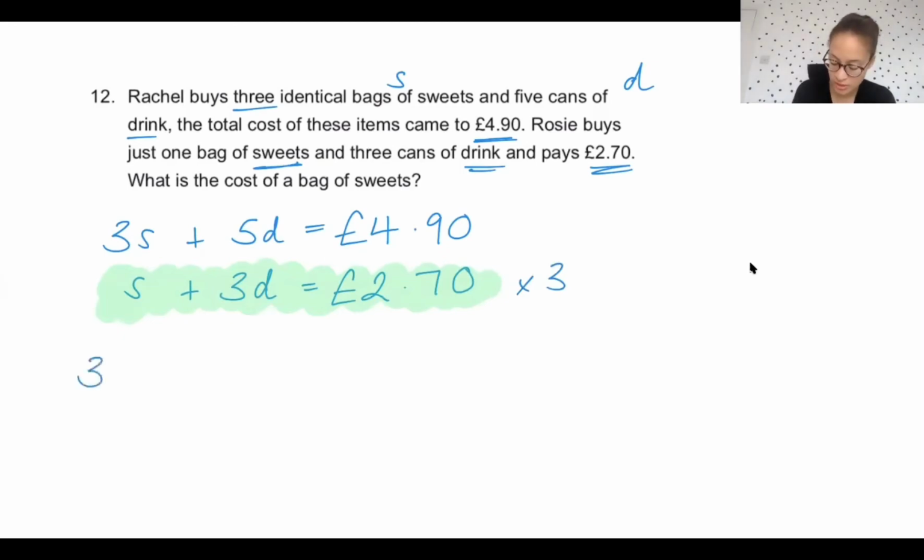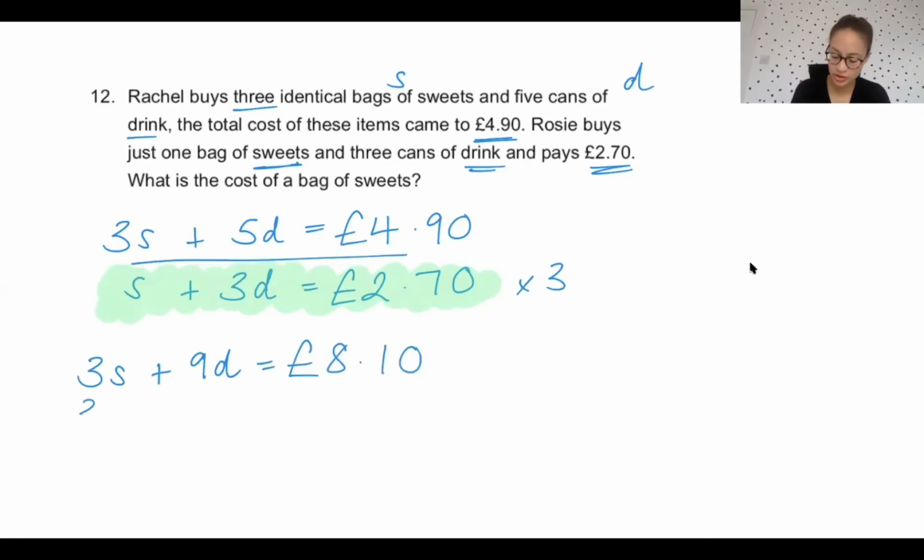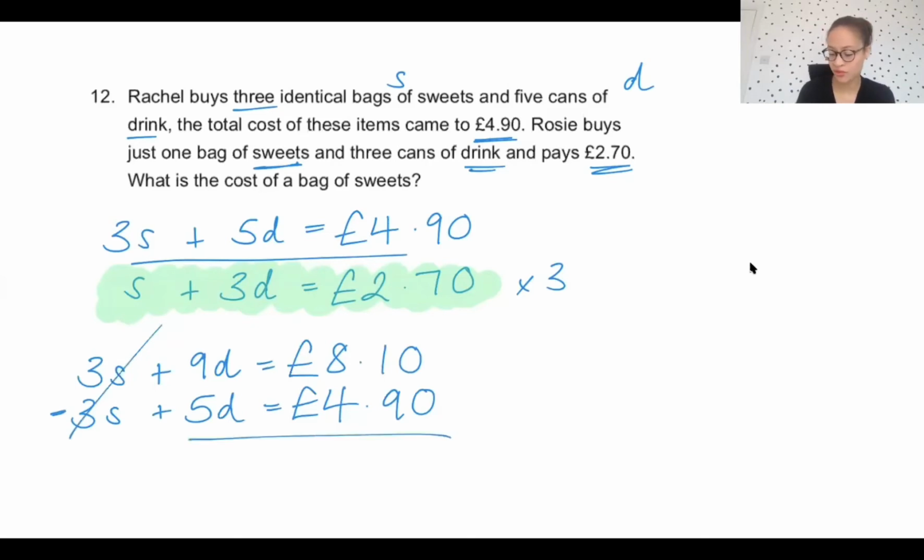Let's do 3S plus 9D equals £2.70. Where are my notes? Times 3, £8.10. And then I'm going to rewrite this equation underneath just for practicality. Now I'm going to subtract those one from the other. So I'll do 3S minus 3S. They cancel each other out. They've gone. 9D minus 5D is 4D.